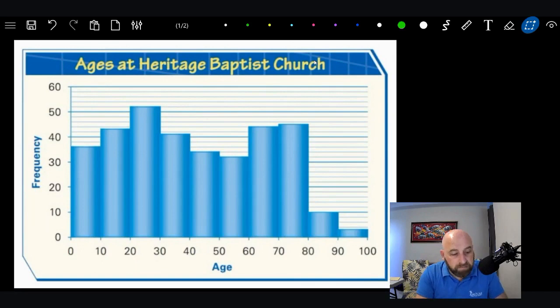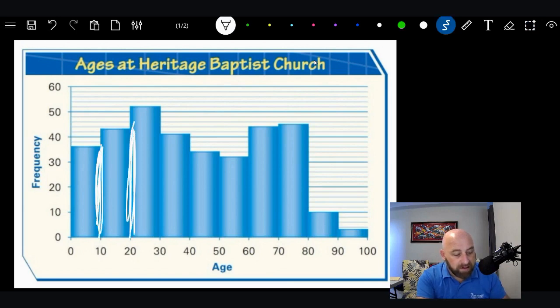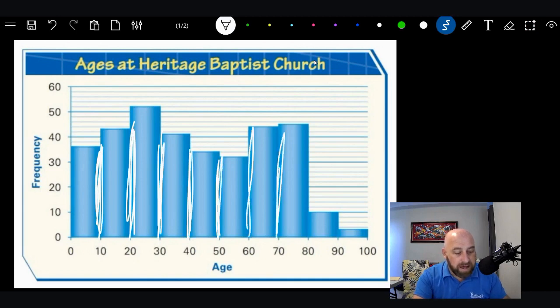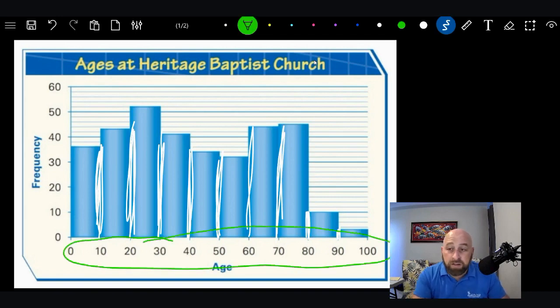All right, what are the ages at Heritage Baptist Church? What does this look like on a histogram? Notice it has bars. This is a vertical histogram. You could also have a horizontal histogram. Each little segment here is divided by a little bit of a darker line on the screen. I'm adding a little bit to that division so you can see it just a little bit better. Notice where the divisions are. The divisions are at key intervals. Remember, those are the intervals that we used on the stem and leaf. Categories: 0, 10, 20, 30. Okay?